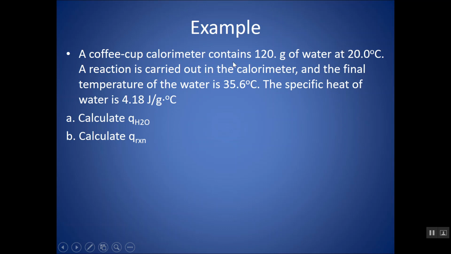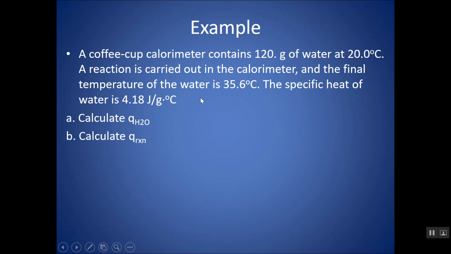So a coffee cup calorimeter contains 120 grams of water at 20 degrees. A reaction is carried out and the final temperature of the water is 35.6. Here's the specific heat capacity of the water, and I want to know two things. How much heat is absorbed or released by the water, which they denoted Q H2O, and how much heat is absorbed or released by the reaction, which they denoted Q RXN for reaction.